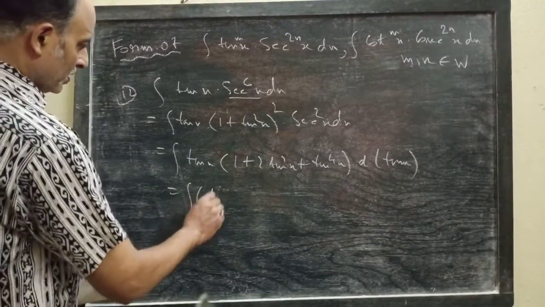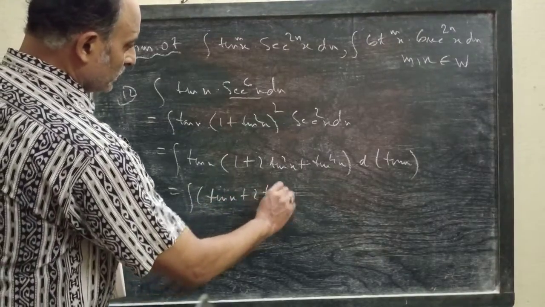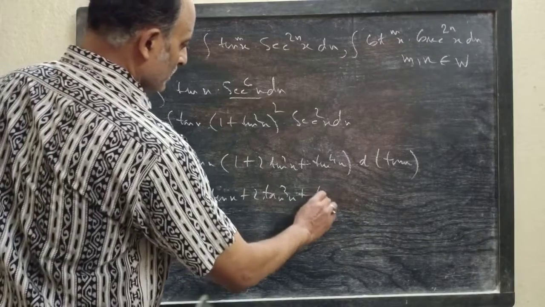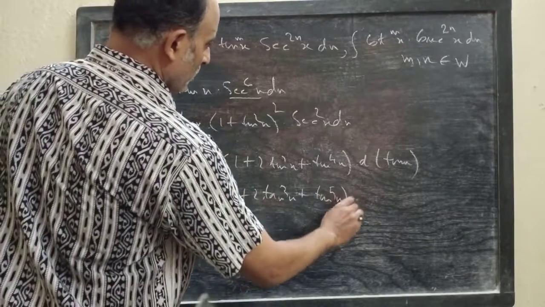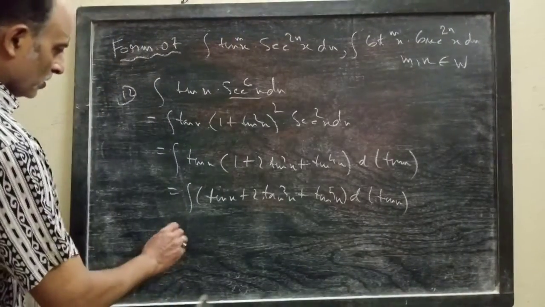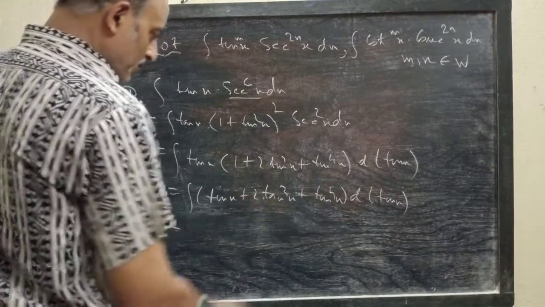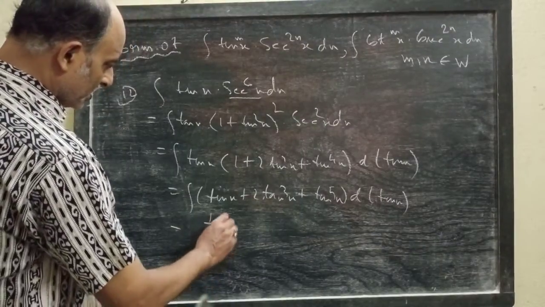So we get tan x plus 2 tan cube x plus tan to the power 5x d of tan x. Now this is equivalent to z plus 2z cube plus z to the power 5 dz. So your answer will be half z square, that is tan square x.